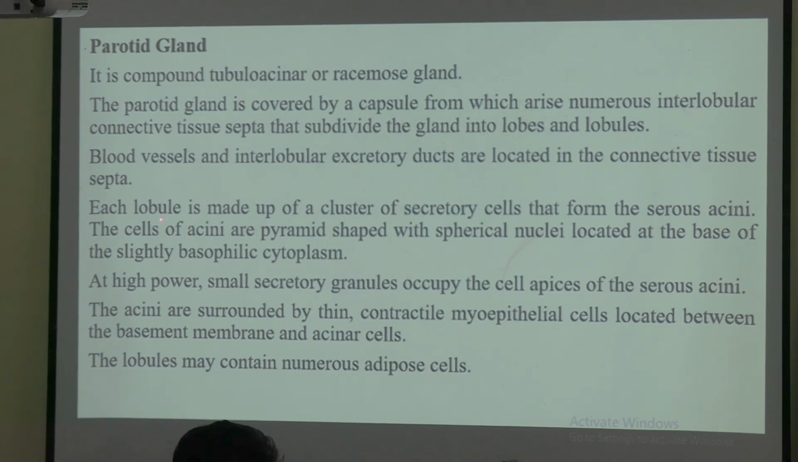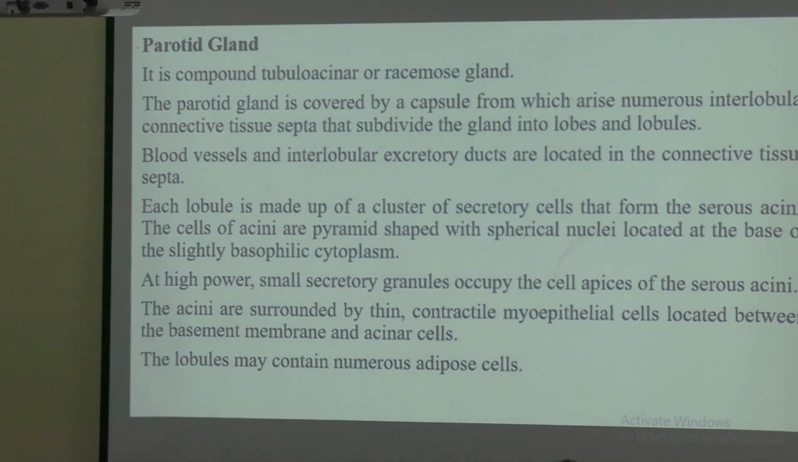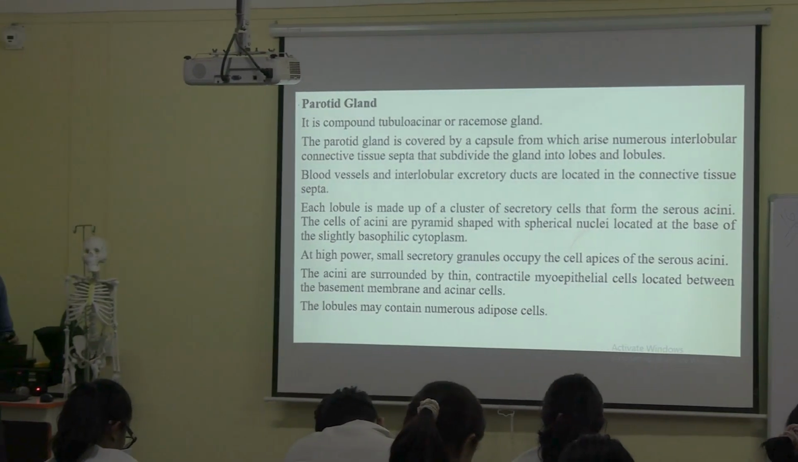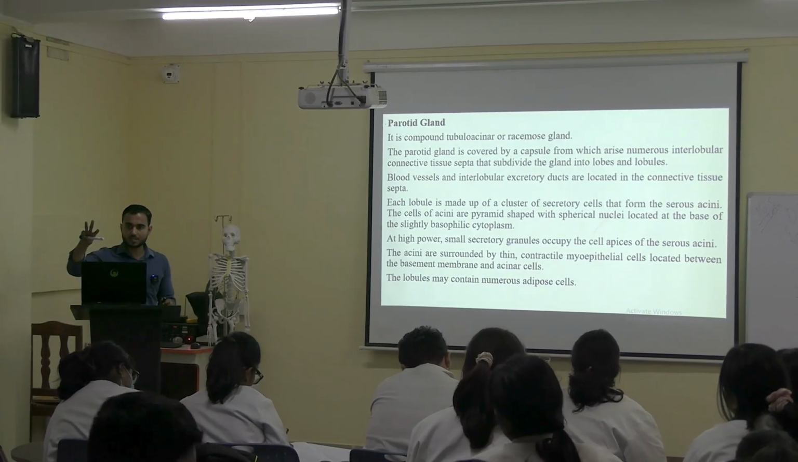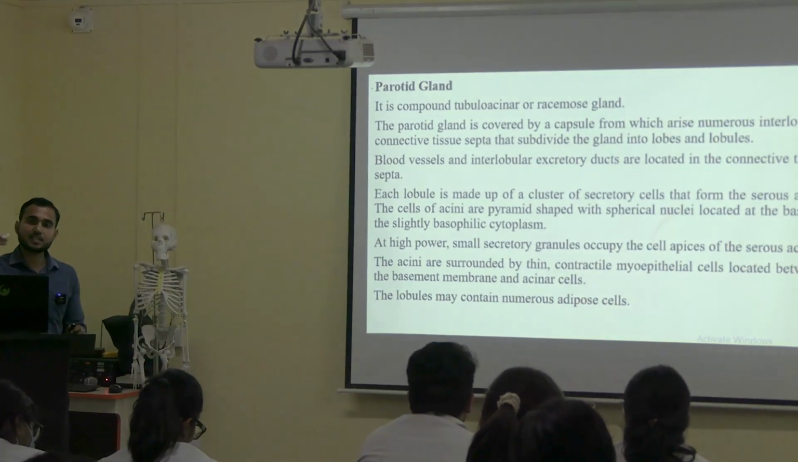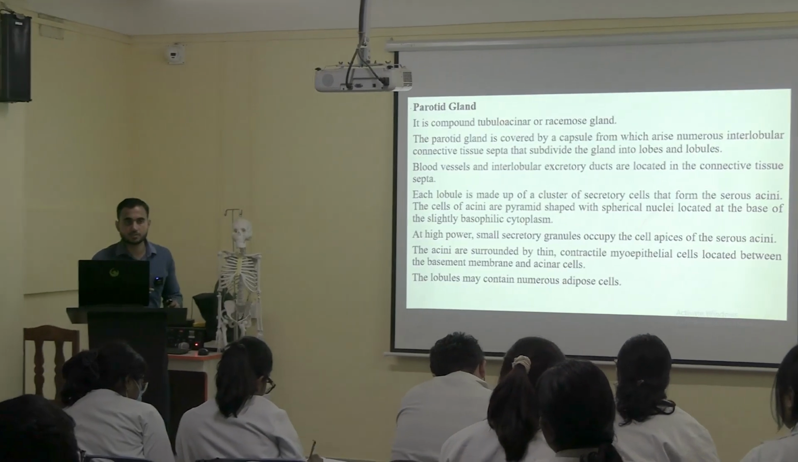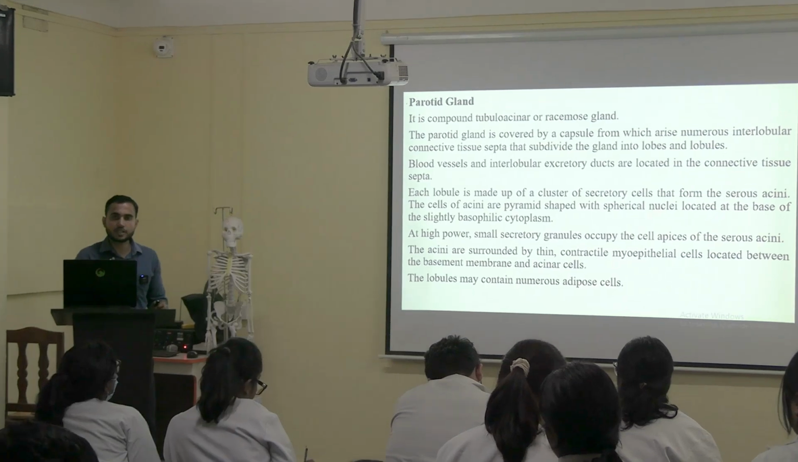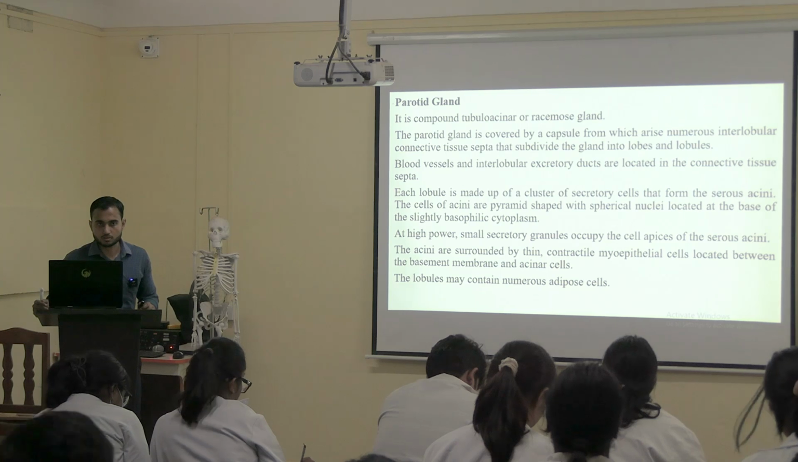Each lobule is made up of a cluster of secretory cells where the acini are present. You have to know one thing: we have discussed 3 different types of acini, right? Among them, you have to be very specific about which acini is present in which gland. ठीक है, तो जो parotid gland होता है उसमें कौन सा acini रहता है? Only serous acini are present.